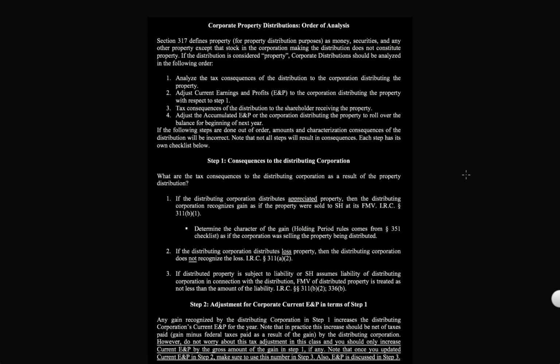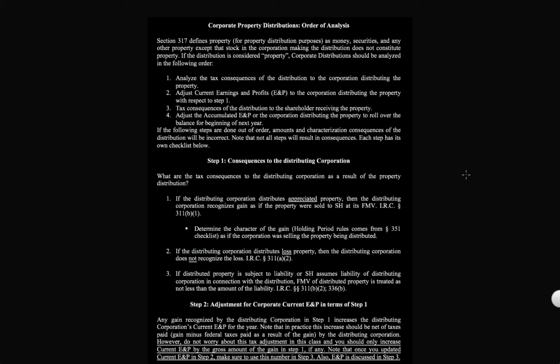Now, Section 317 of the Internal Revenue Code defines property as money, securities, and any other property except stock in the corporation. Stock in the corporation deals with stock distributions, which is another topic. Now, the first step we need to consider in this checklist is to analyze the tax consequences of the distribution to the corporation distributing the property.